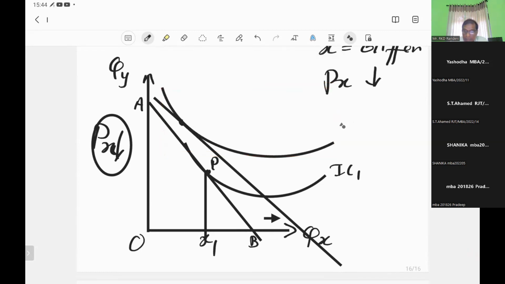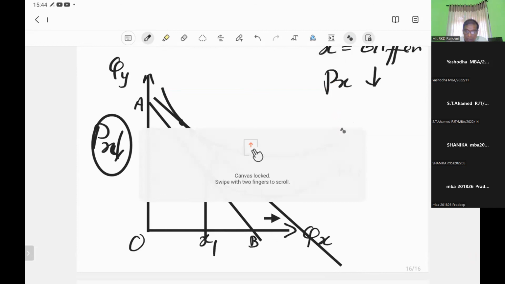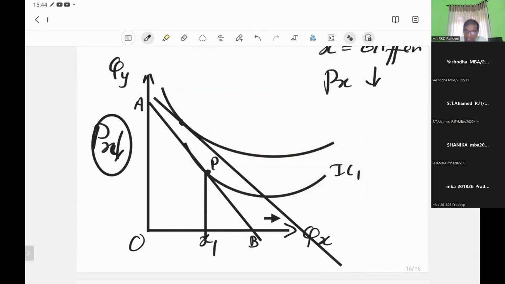Indifference curve 2. Now this is the tangent point. Remember that indifference curves never touch each other. So you have to shape the curve here so that they do not touch each other.